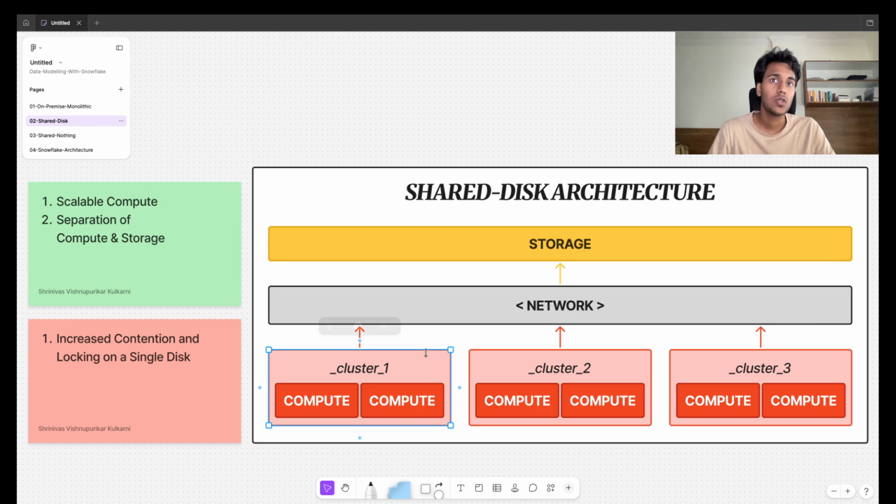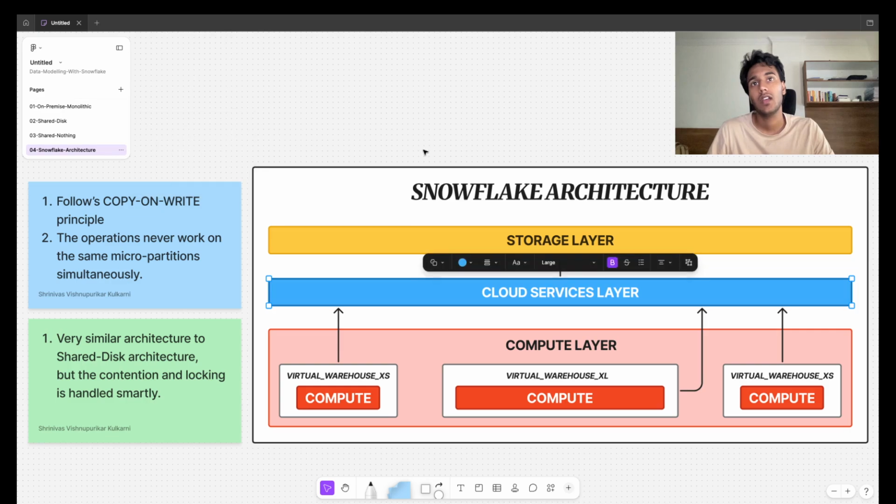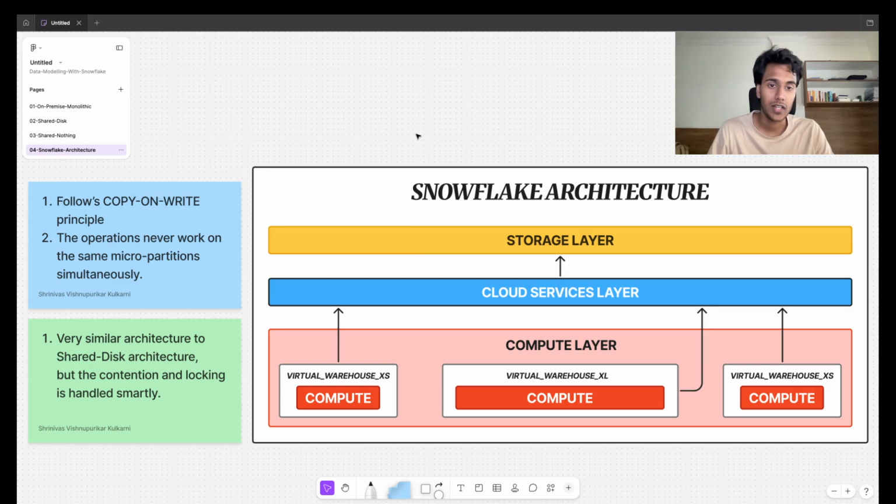So that's like two separate clusters literally fighting for this particular data point itself. But in Snowflake's architecture, that never was an issue, because Snowflake operates on two major things: the implementation of micro partitions, and second, the copy on write principle.